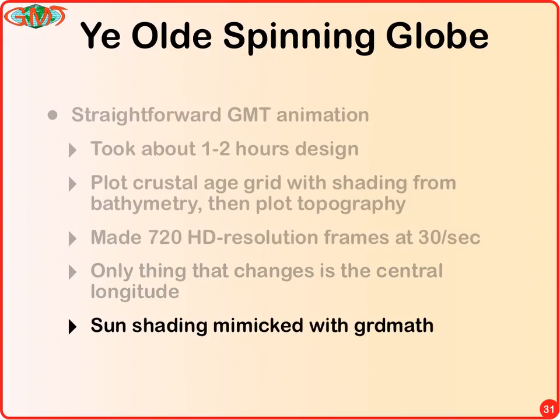Then I am messing around, simulating the real sun shining on the Earth, and part of it should be dark, part should be light. That's done with grdmath, which will take the shading that I computed from topography based on the slopes, and then superimpose the effect of facing away from the sun, facing towards the sun.